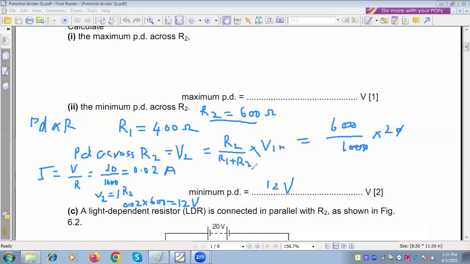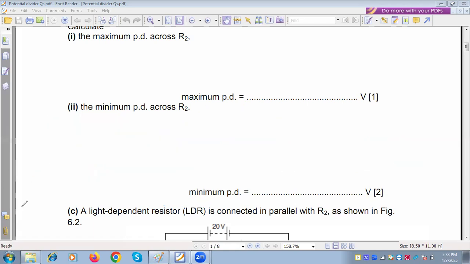So where will the rest of the energy be used? While passing through R1. How much? 20 minus 12, that is 8 volt. Though it's not asked, I just wanted to clarify that the potential difference across R1 will be 8 volt. And when R1 was set at 0, there was no potential difference across R1. So this part is done.